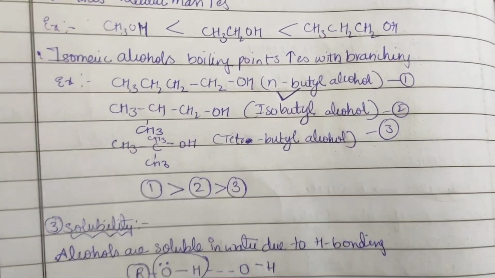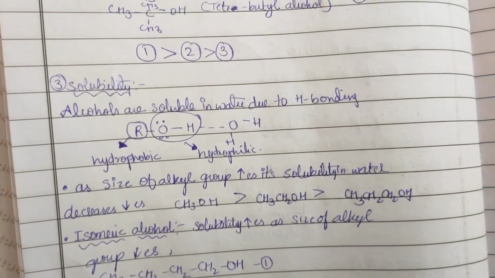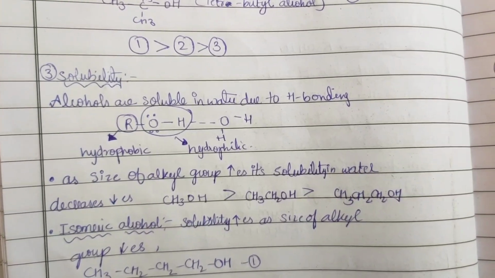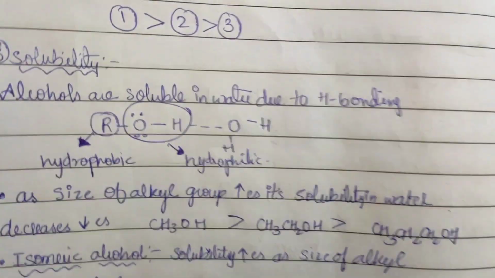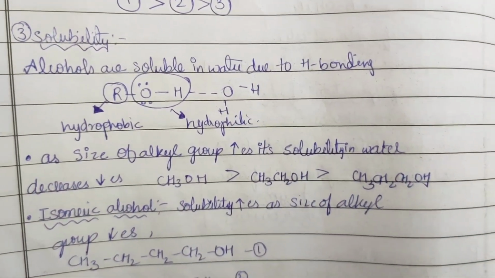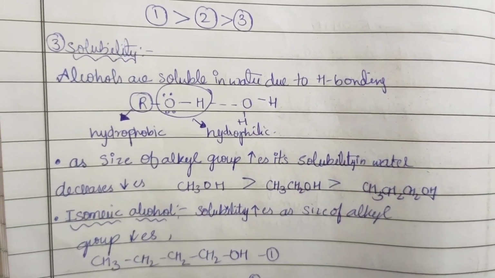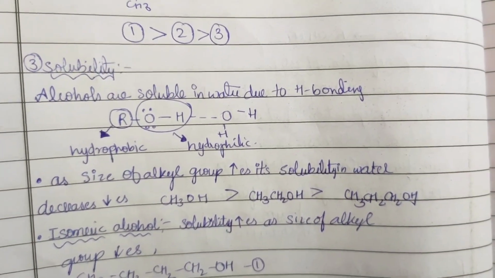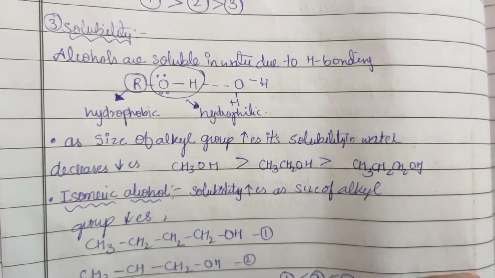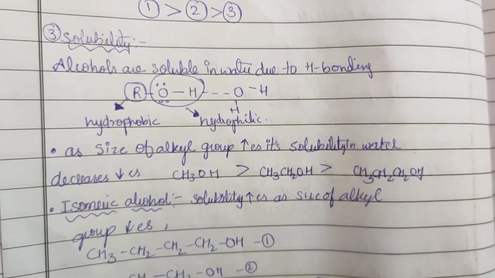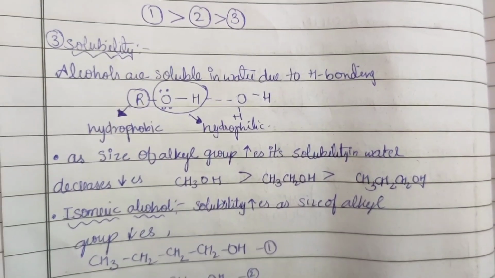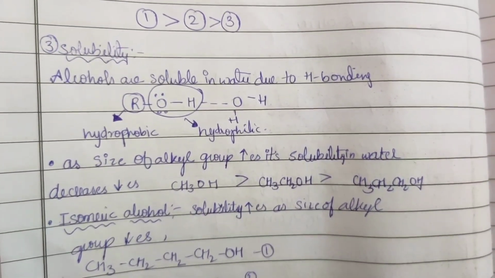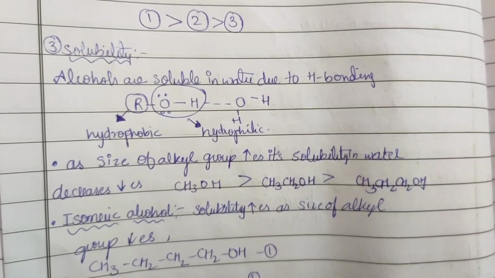Now solubility. Alcohols are soluble in water due to hydrogen bonding. They have both a hydrophilic and a hydrophobic part. As the size of the alkyl group increases, its solubility in water decreases. So CH3OH is greater than CH3CH2OH, which is greater than CH3CH2CH2OH. Now isomeric alcohols.